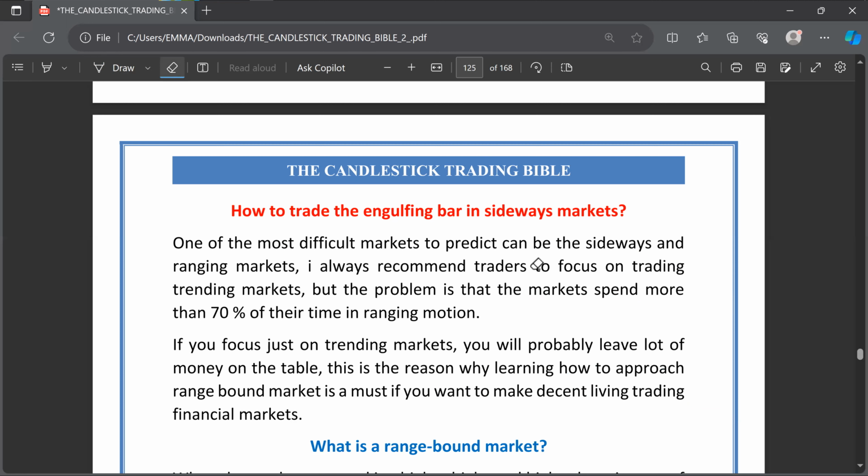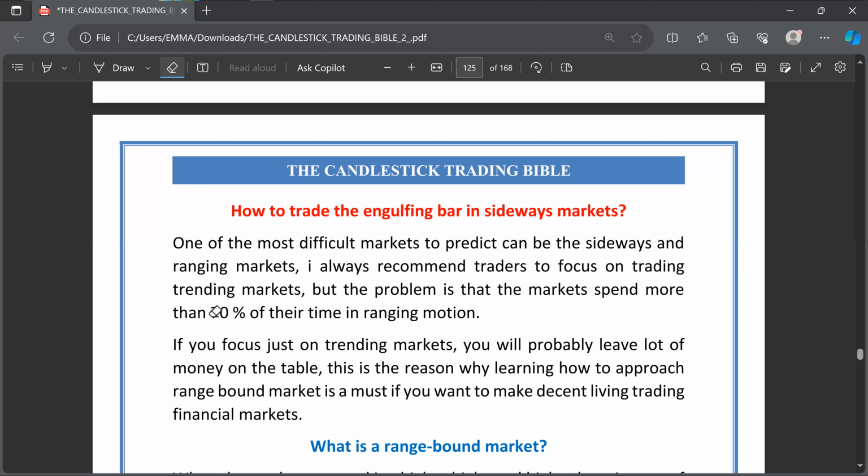Now, one of the most difficult markets to predict can be the sideways and ranging market. You see, I always recommend traders to focus on trending markets. But the problem is that the markets spend more than 70% of their time in ranging motion. And this is very true. The market many a time ranges rather than trends. When the market is trending, it is very obvious, and in fact, everyone can make money in that. But when the market is ranging, it's quite tricky, right? You can lose while others are gaining. So that's what the book is saying.